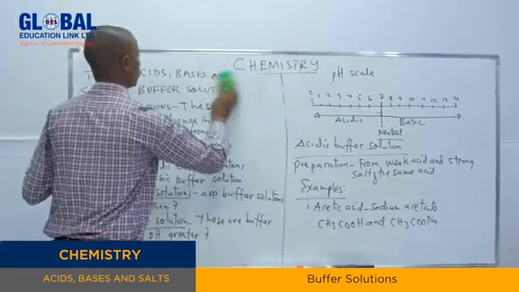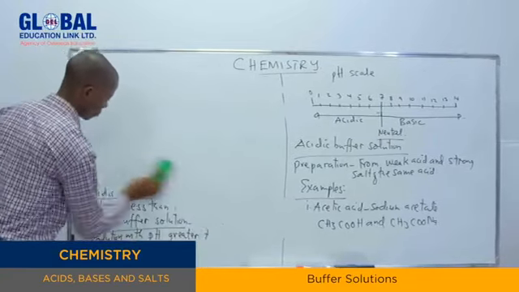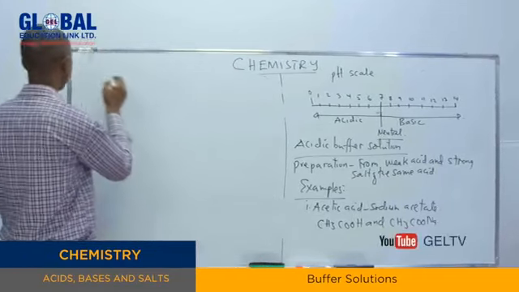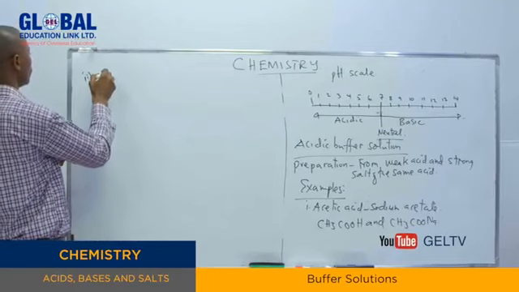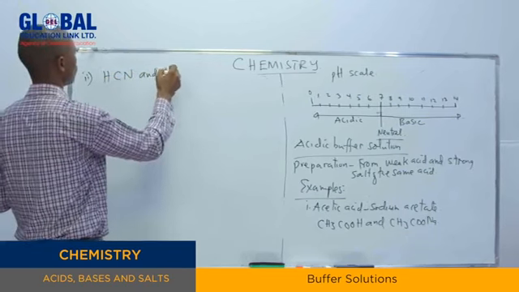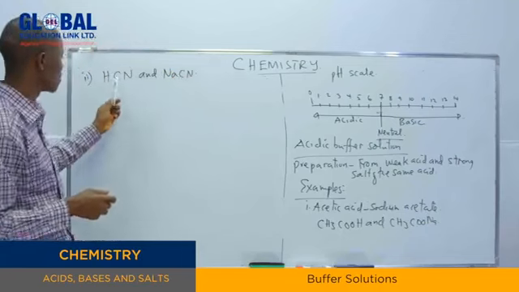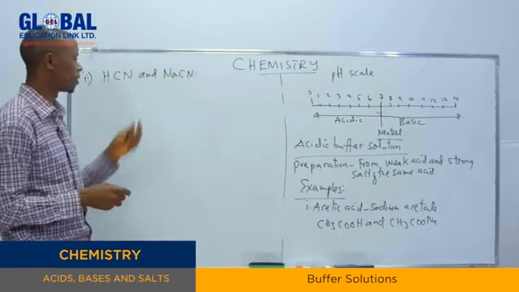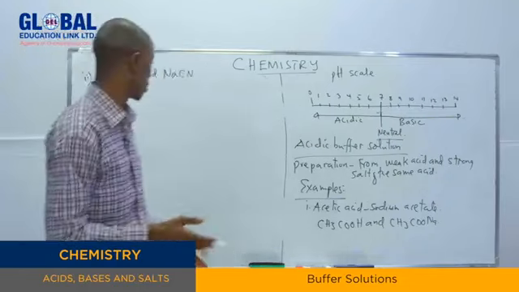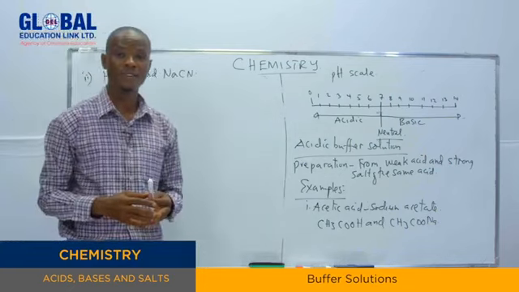And also, the second example, hydrogen cyanide and sodium cyanide. This is the weak acid and this is the strong salt of this acid. So when the two are mixed, they form acidic buffer solution. So it is very simple, as you can see. So these are the examples of the acidic buffer solution.